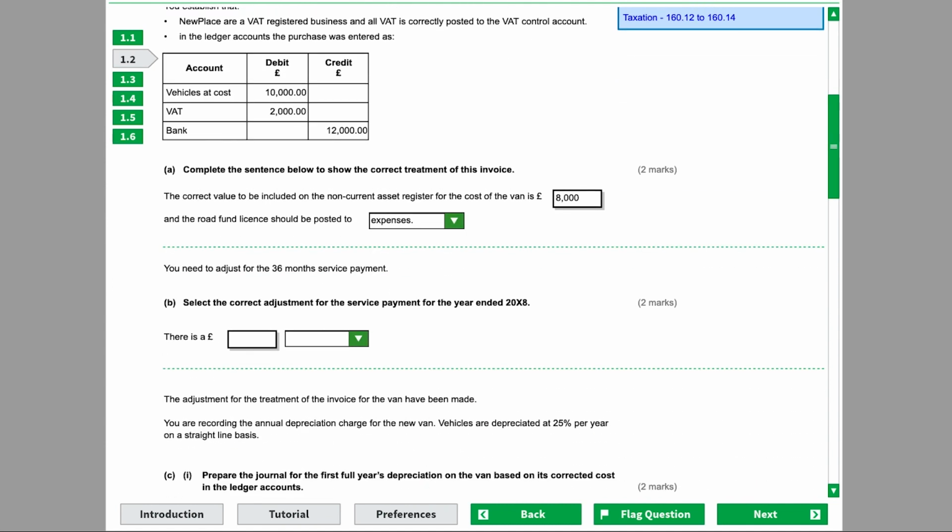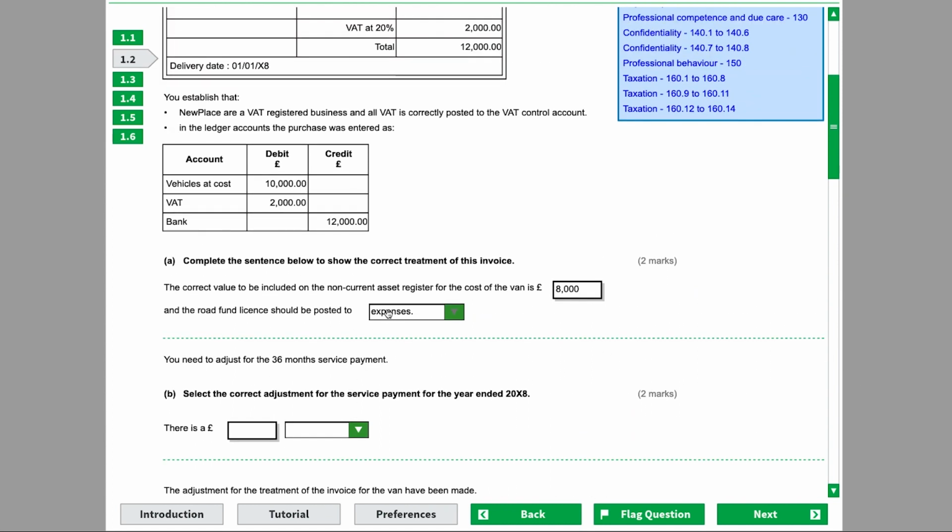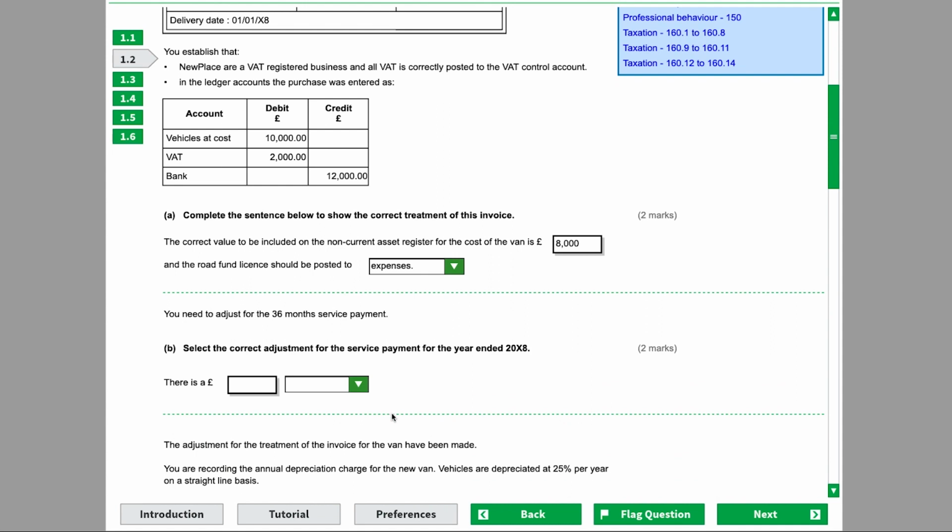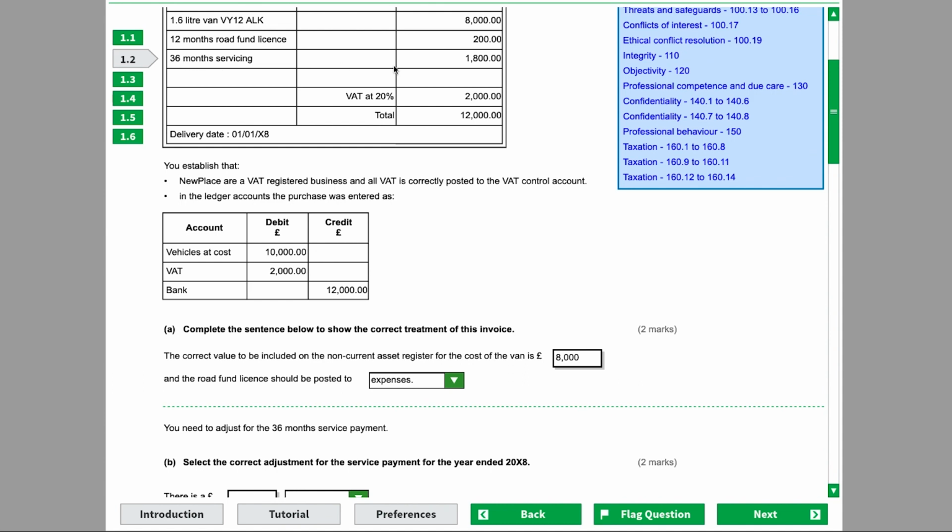Right then, moving on to part B, you need to adjust for the 36 months service payment. Select the correct adjustment for the service payment for the year end 2018. So, because we have 36 months and that is paid up front, we have a prepayment. And we have a prepayment as 36 months is 3 years. We have 1 year relating to the current year, which is the year ended 2018, but then 2 years which have been prepaid. So what we would do is we would take the 36 month servicing fee of £1,800.